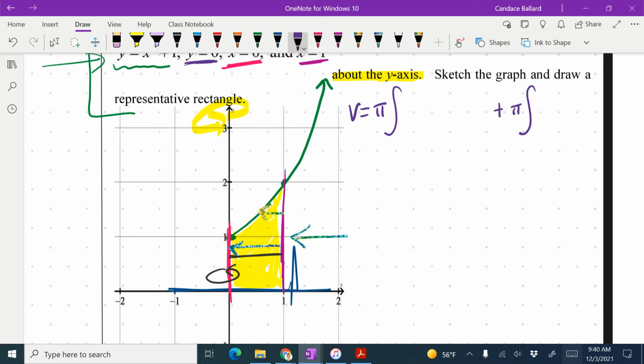What is my first integration going to be to and from? Remember, we're looking at the y values. So I'm going from y equals what to y equals what? 0 to 1. Good. And then, just because we're able to pick it up off our graph, we're going from 1 to where? 1 to 2. Good.